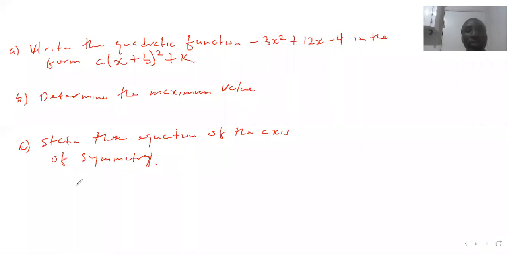All right, so let's look at this one here. For this one, it says write the quadratic function negative 3x squared plus 12x minus 4 in the form of a(x plus b) squared plus k. Now, do not panic when they put it in a, b, and k. It's the same principle. Normally we know that this one is your a, but then we know that the a will be the x.